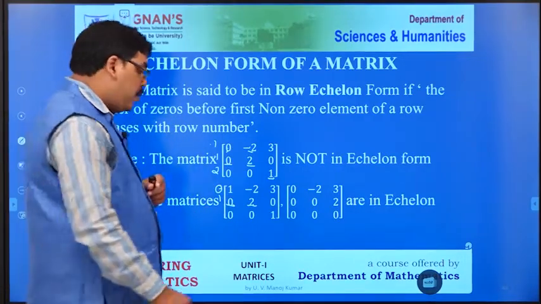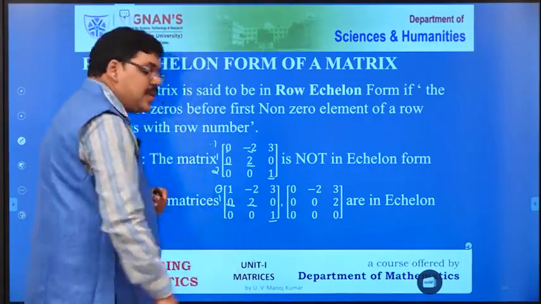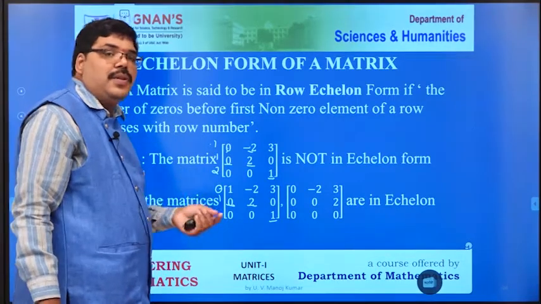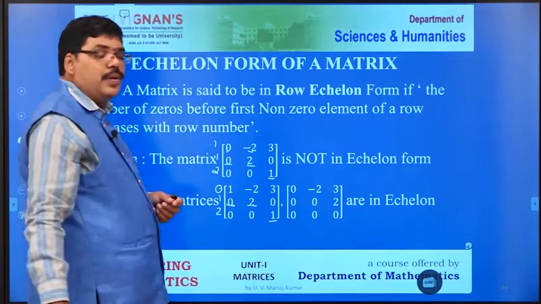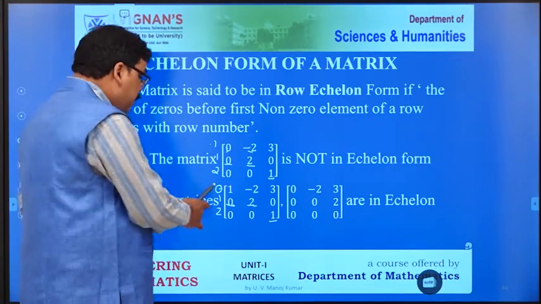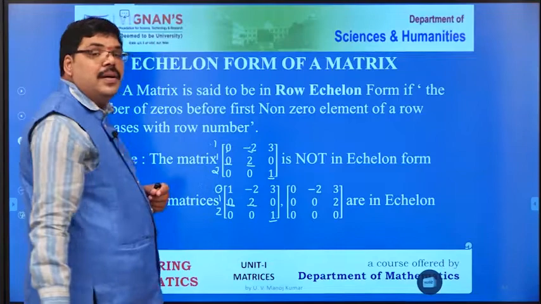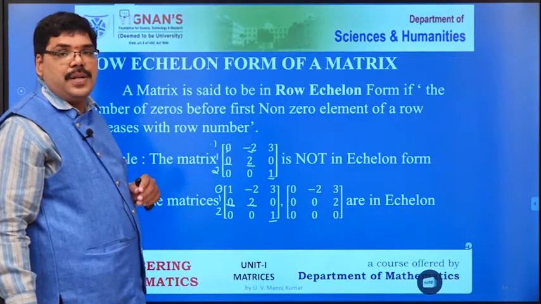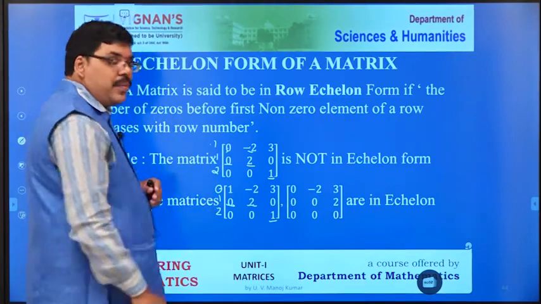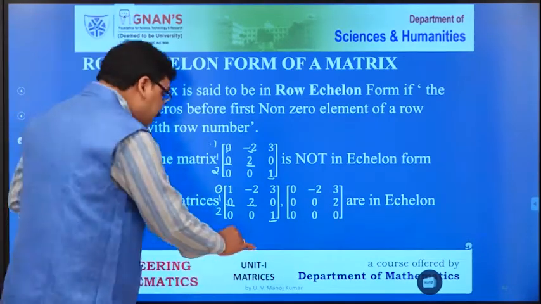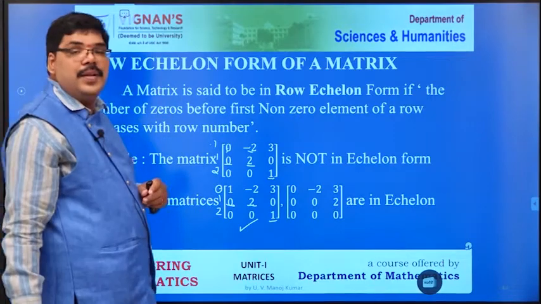In the third row, the non-zero number is this. Before that non-zero number, how many zeros are there? 2. So the zeros before the first non-zero number are increasing here. 0, 1, 2. Number of zeros are increasing. So, this is in echelon form.